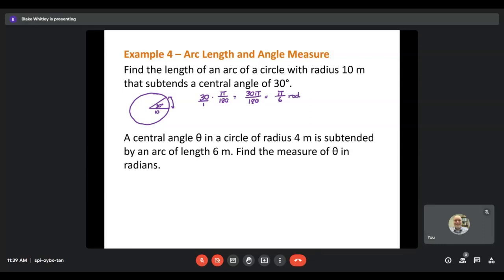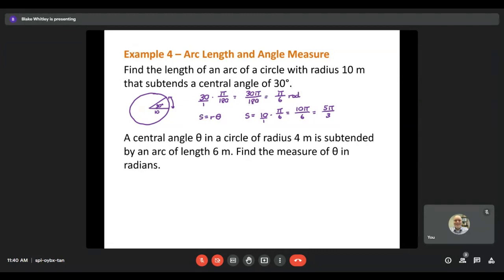And our formula said we can do S equals R times theta. So now all we have to do, arc length should be equal to the radius, which is 10, times that central angle in radians, which is pi over 6. And now if we multiply that, I'm going to write this as 10 over 1, so we can multiply straight across. That should give us 10 pi over 6. And again, we always want to simplify. 2 actually goes into both of those numbers in the numerator and denominator. So that's going to give us 5 pi over 3.